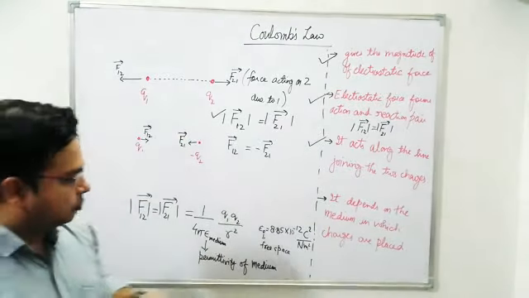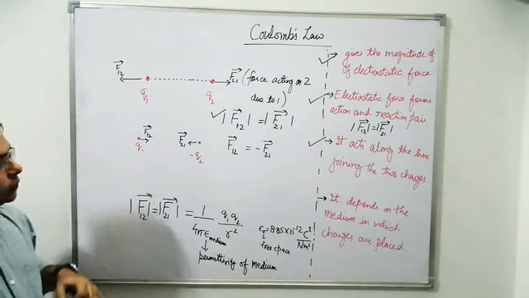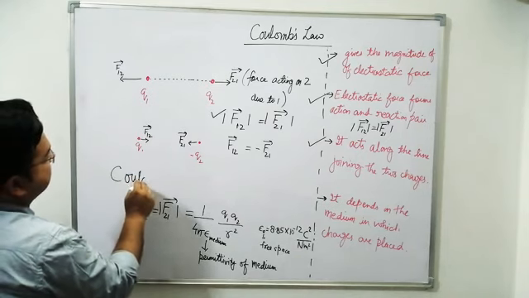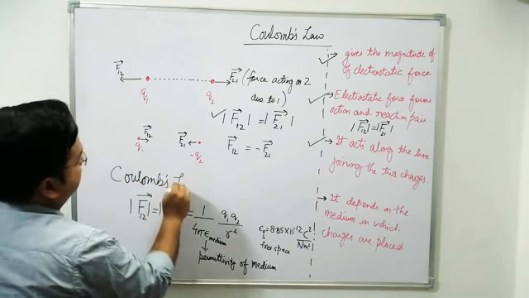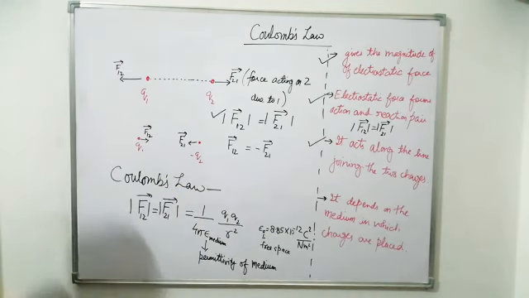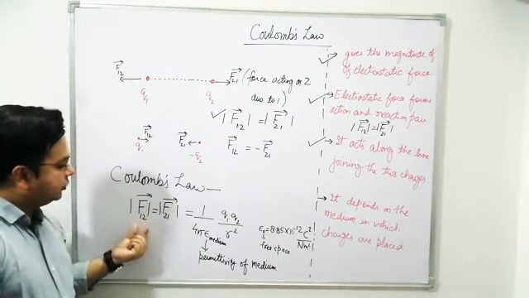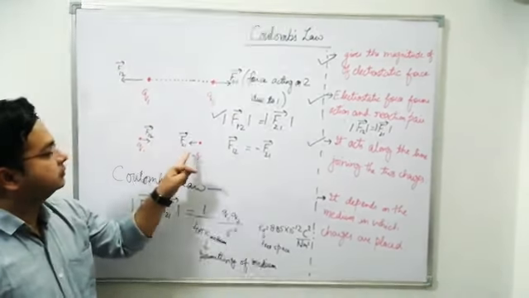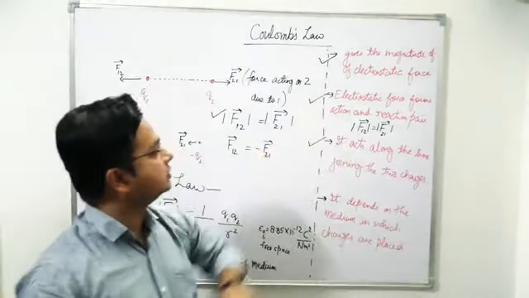Before we move on to the fourth point, let us see the magnitude of the force. Now, this basically is Coulomb's law. Coulomb gave us the magnitude of the electrostatic force. So F12 and F21, both forces are equal according to the second point, and they are forming an action and reaction pair.